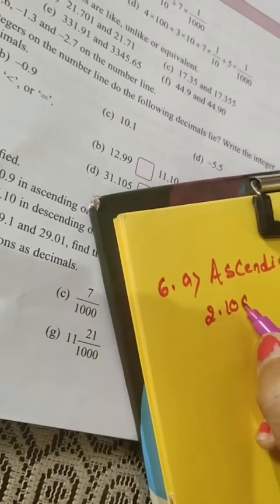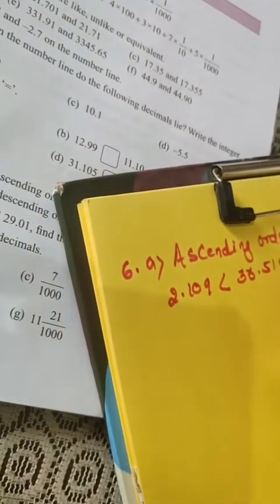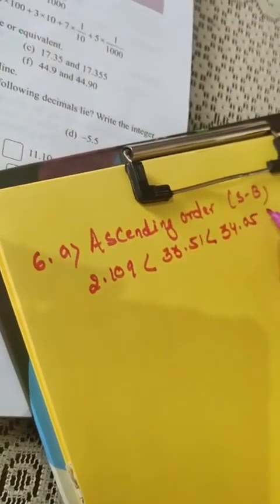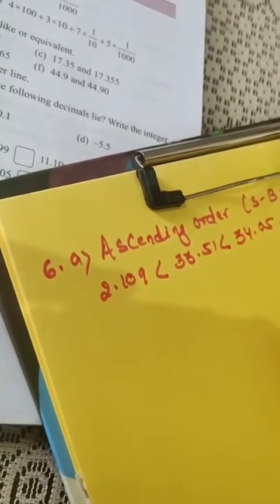So 2.109 is smaller than 33.51, 34.05, 100.9. We have to write here ascending order.